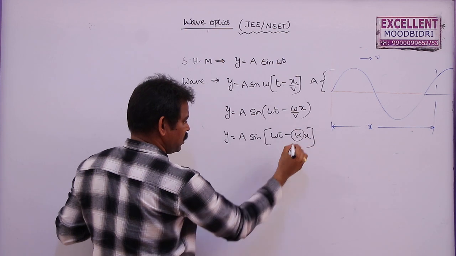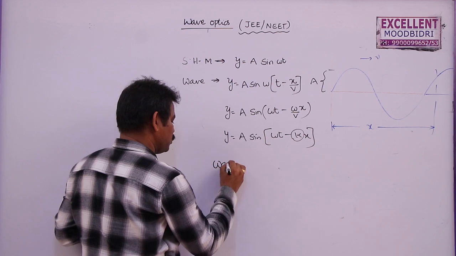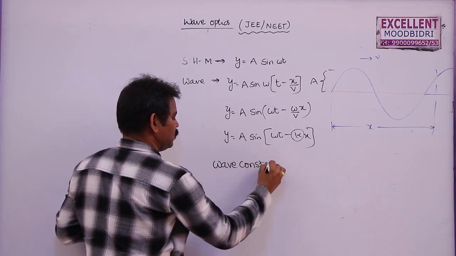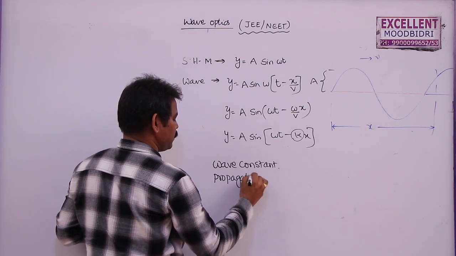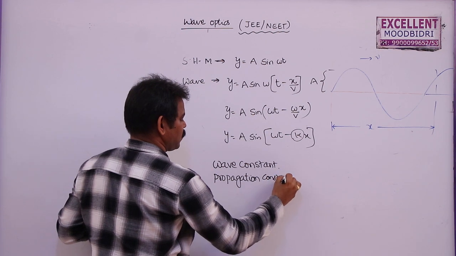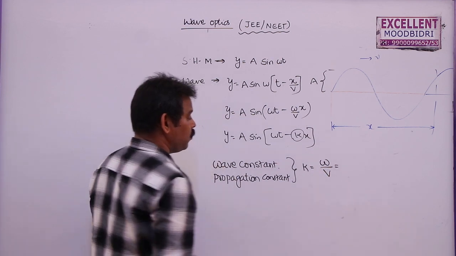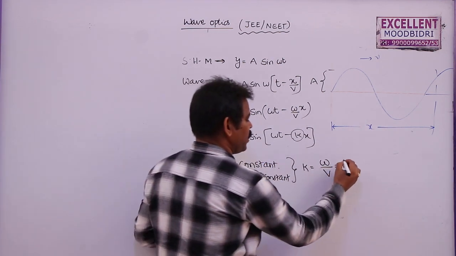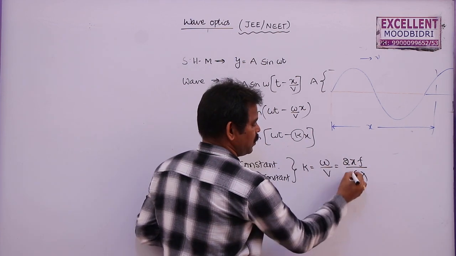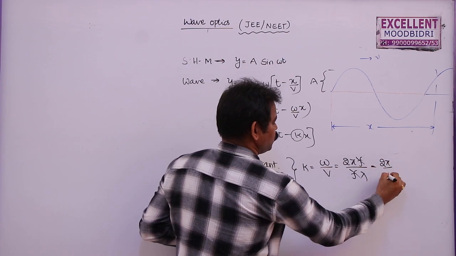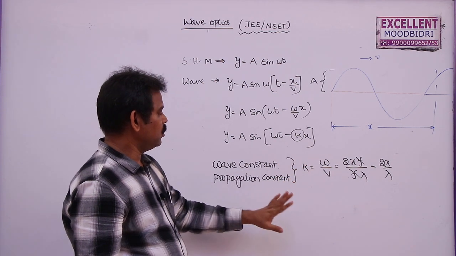Here what is this k? k is called propagation constant or wave constant. So the wave constant or propagation constant is given by k = ω/v. What is ω? ω is equal to 2πf. v is equal to fλ. f cancels. This is 2π/λ. So this is the wave constant or propagation constant.